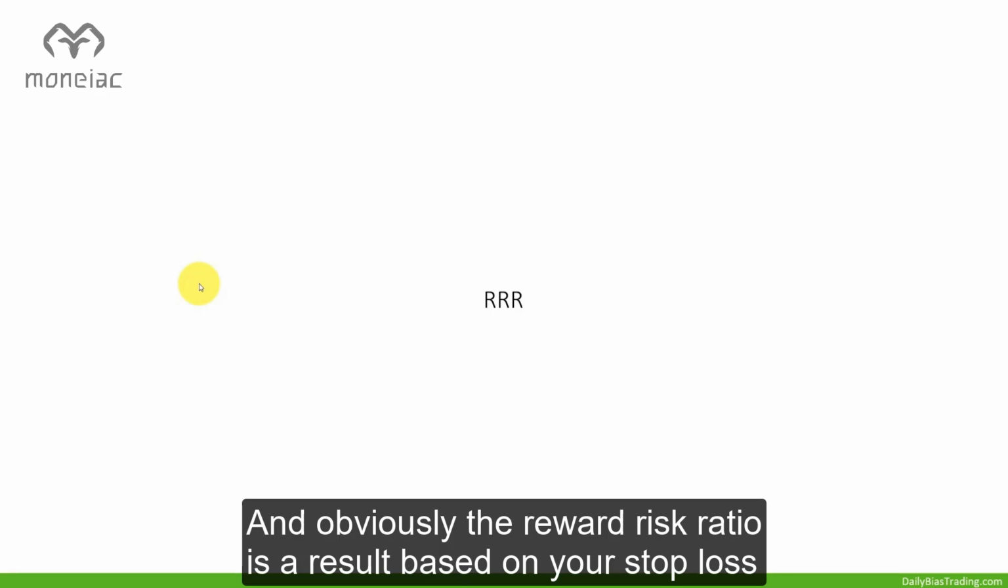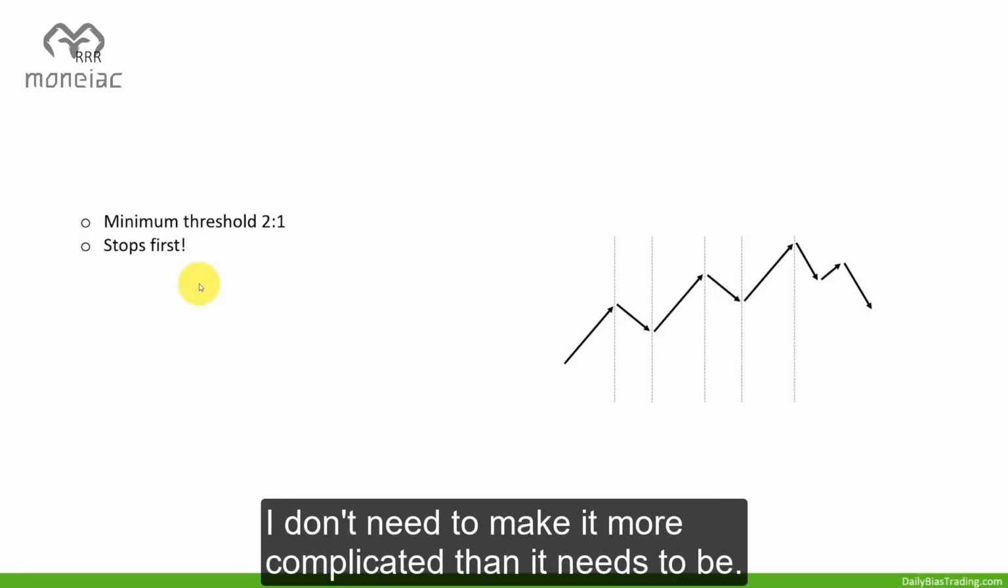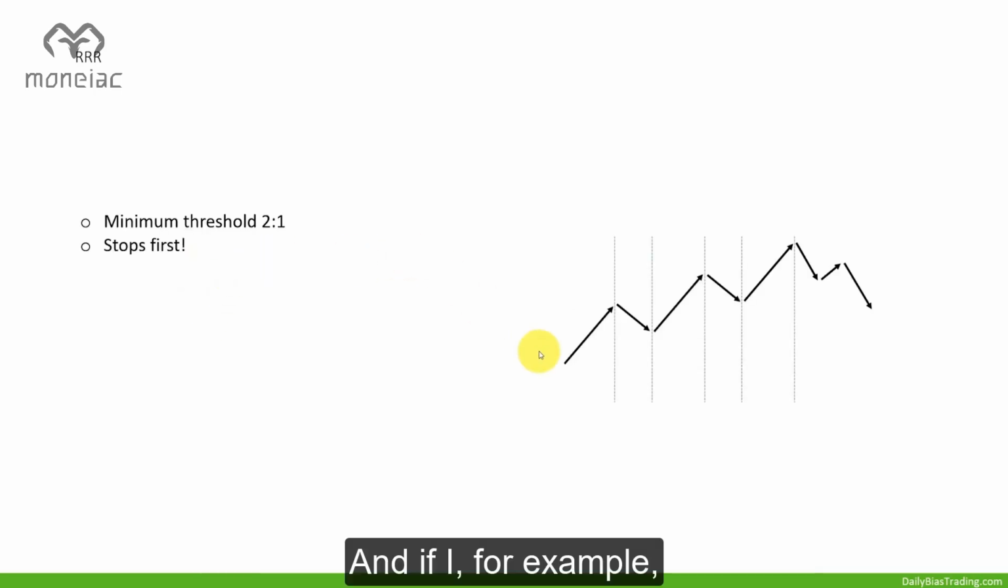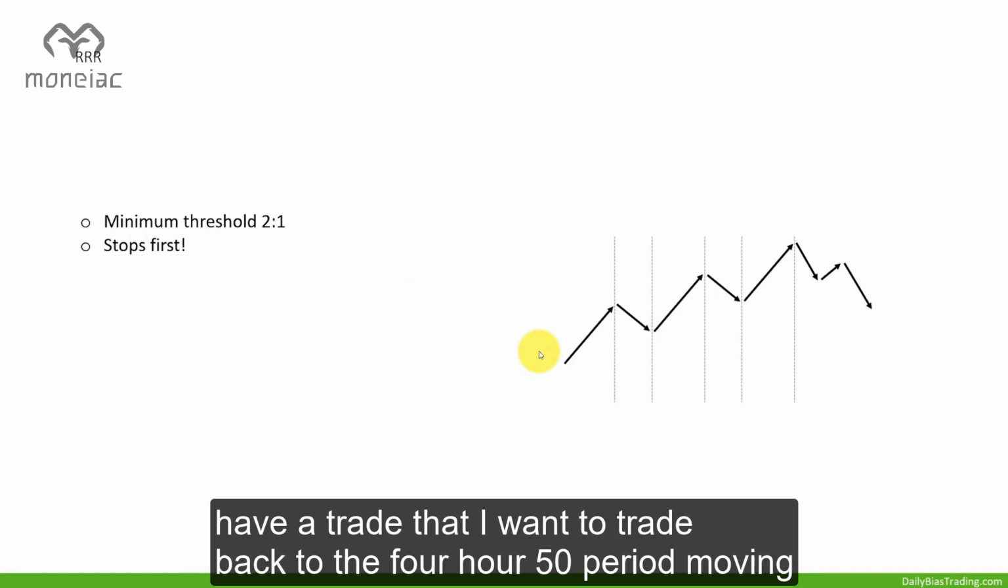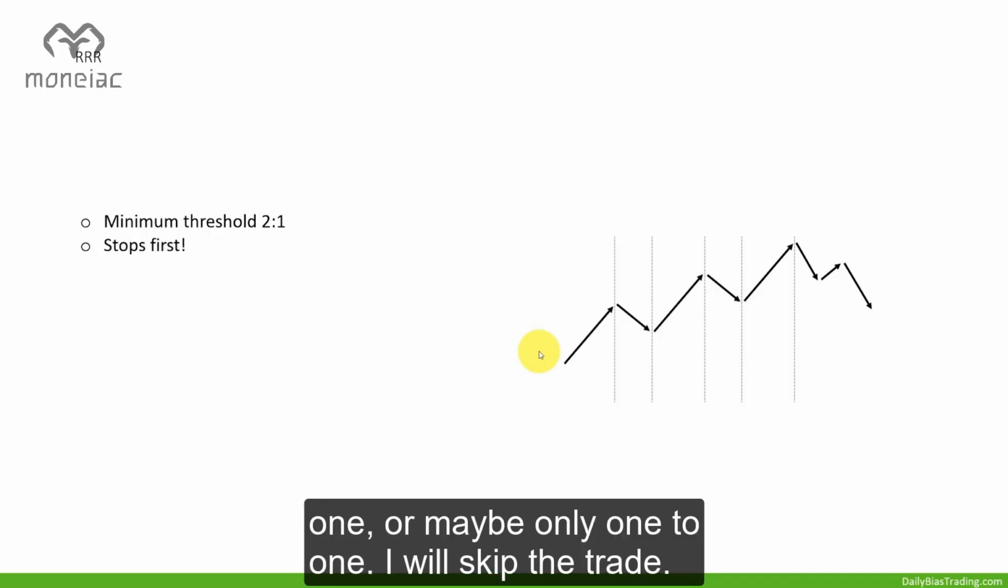And obviously the reward to risk ratio is a result based on your stop loss and your target. And in my trading, I keep it very simple. I don't need to make it more complicated than it needs to be. I choose only trades where I have a minimum reward to risk ratio of 2-to-1. And if I, for example, have a trade that I want to trade back to the 4-hour 50 period moving average, but I only get a reward to risk ratio of maybe 1.5-to-1 or maybe only 1-to-1, I will skip the trade.